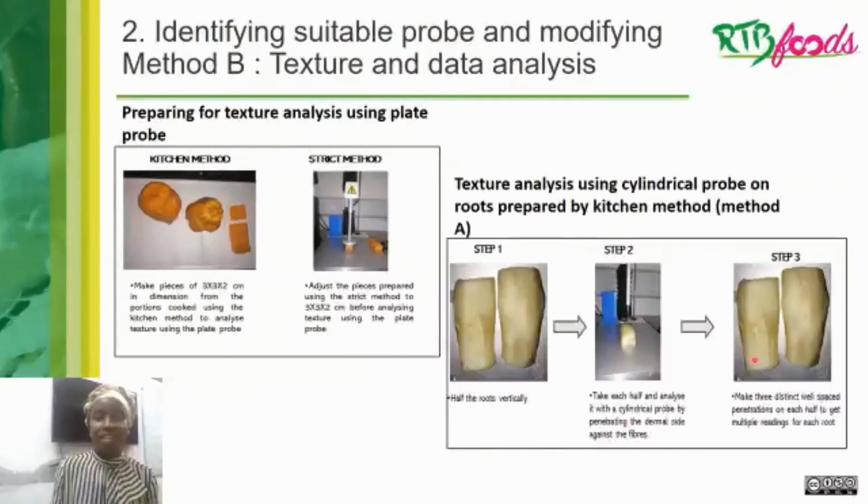This is a pictorial illustration. I mentioned that for the cylindrical probe, when it comes to the kitchen method, we conducted the test on vertically cut halves of samples. For the cubes, we just used the cubes. For the TPA, for the kitchen method, we still had to cut out portions of a similar size as the portions that we get from the strict method.